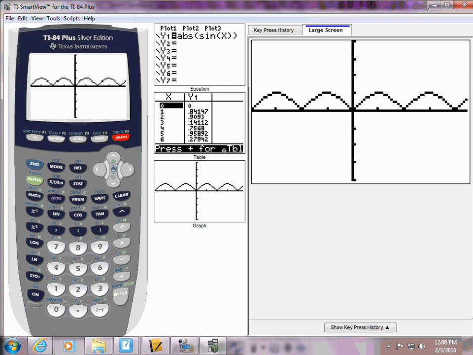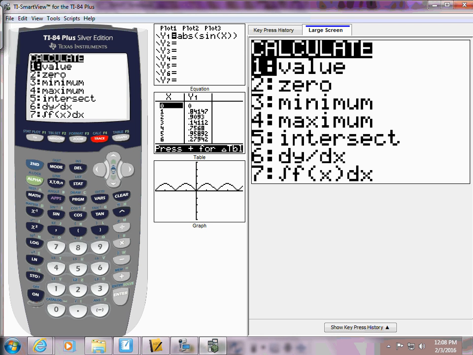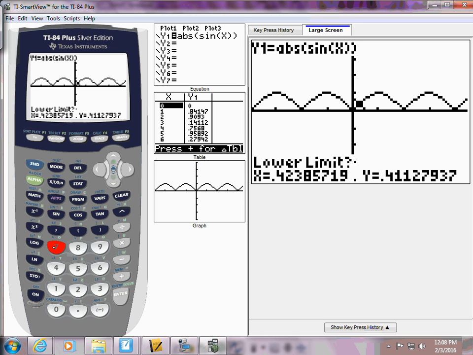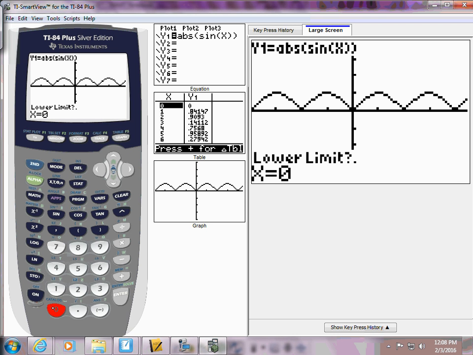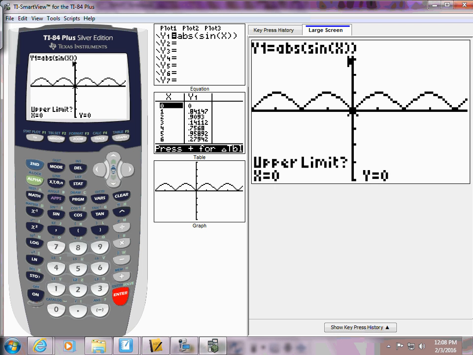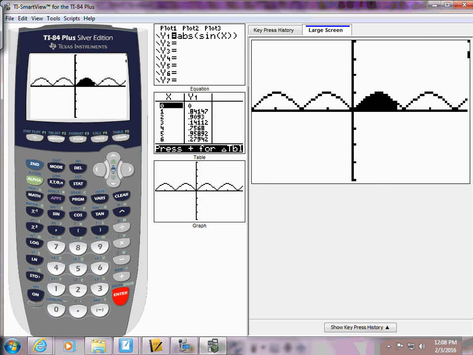Now, if I try that, calc 7, lower 0, enter, upper 2 pi, enter, it does it, and it gives me 4. Yeah, it really should. I guess it was just too close. It's got to be inside the window to use that feature. So neat. Okay.